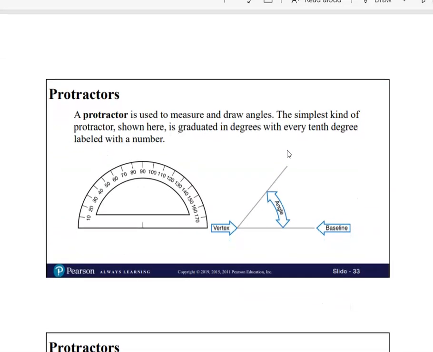You talk about a protractor. It's used to draw and measure angles. The simplest kind of protractor is shown here. It's graduated in degrees with every 10th degree labeled with a number.